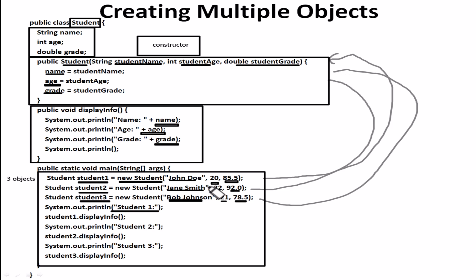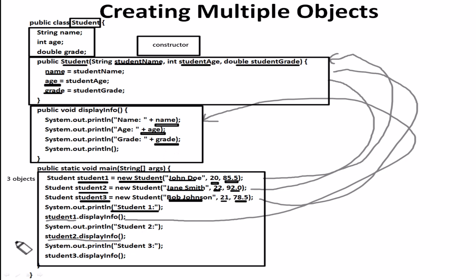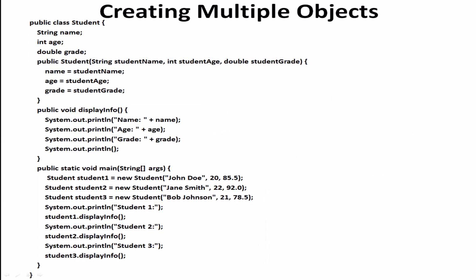It has set all the names of the student: John Doe, 20 age and 85.5. Whenever you call this displayInformation, which student information are you calling? Student1 information. Student1 is the object. So displayInformation will print the name, age, grade. Similarly student2's displayInformation will call the student2 information. Next student3's displayInformation will call the student3 information. Like that it is going to call each and every time.